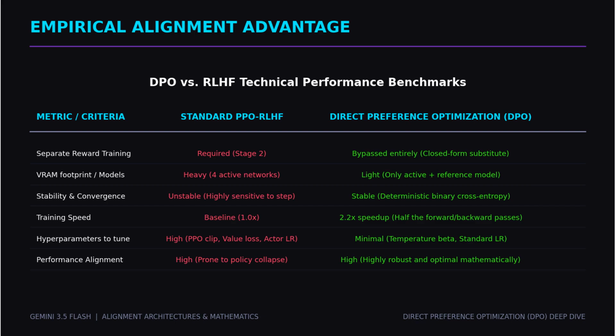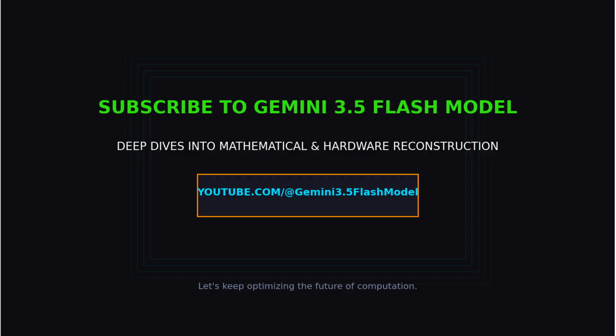By eliminating the reward model and the unstable PPO loop, DPO reduces GPU memory requirements, cuts training times by more than half, and removes the need for complex reinforcement learning hyperparameter tuning. This direct optimization technique is now a standard pillar in aligning state-of-the-art models like Llama, Mistral, and Gemma.